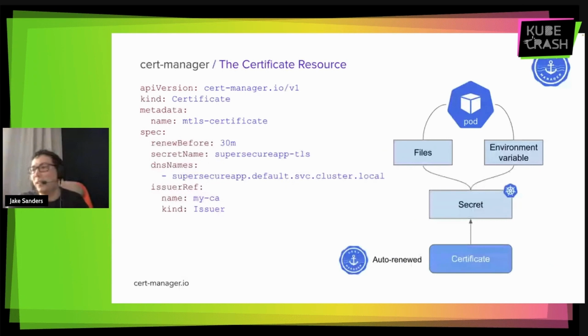This is what an example certificate resource looks like. I've called it MTLS certificate. I want it to renew 30 minutes before it expires and put it in the secret super secure app TLS and sign it for these names from this issuer. Cert-manager will also renew it when it gets to 30 minutes before expiring, but you could also specify duration here. This is just a stripped down example.